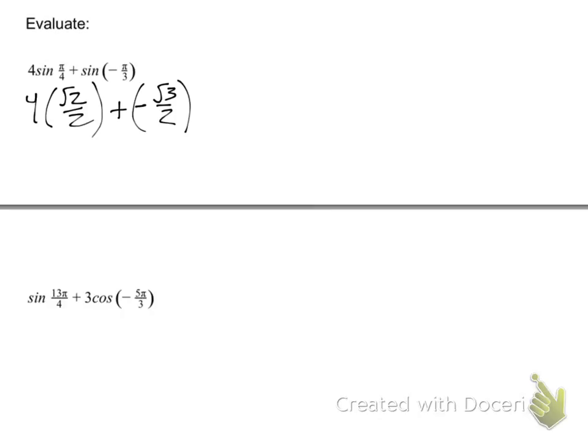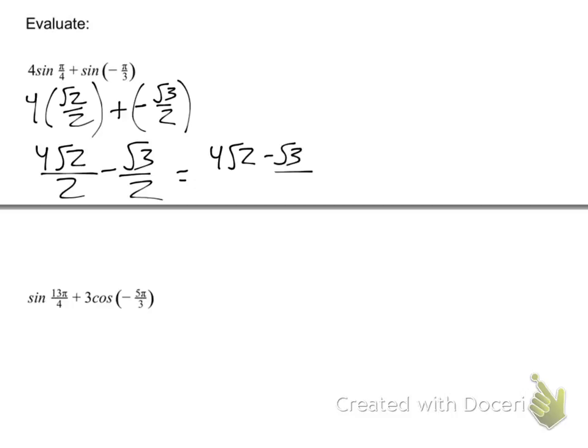They would cancel, creating not common denominators. So therefore, I propose that you put the 4 to the top, leaving it over 2, so that you can put this together. What should be 4 square root of 2 minus square root of 3 all over 2. There is the exact answer to 4 sine pi over 4 plus sine of negative pi over 3. Okay?